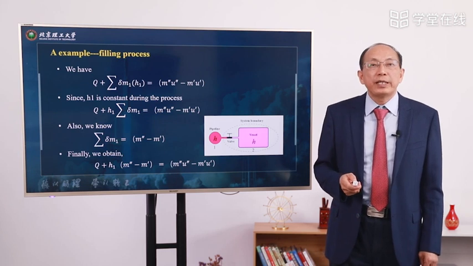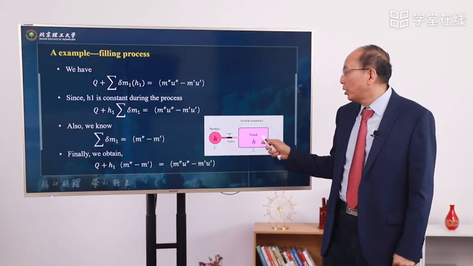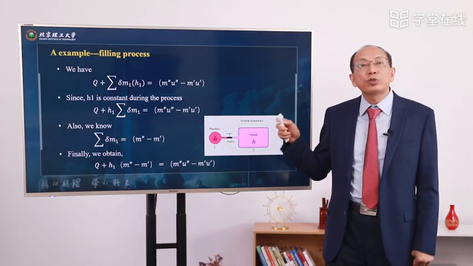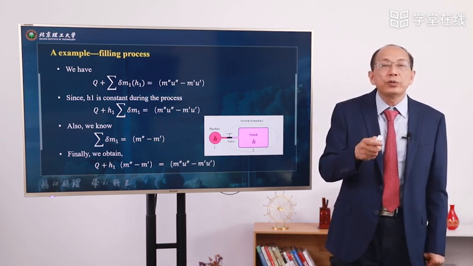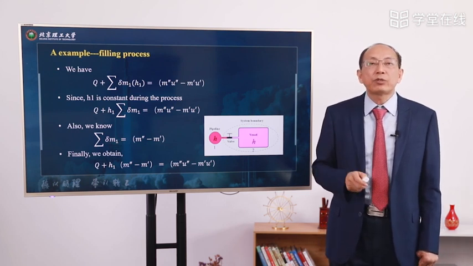For the filling process, we have one equation: Q plus sigma delta m1 h1, where h1 is the enthalpy of the working fluid. The final state and initial state are fixed. So the energy difference is m2' times u2' minus m' times u'. That is to say, in the vessel, the energy change is just Q and sigma delta m1 times h1.